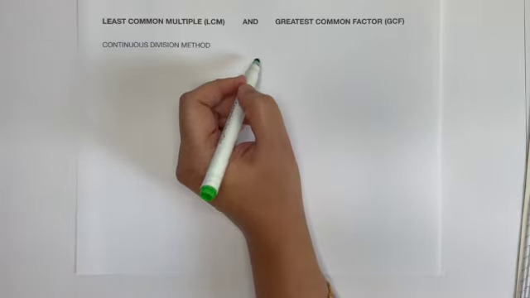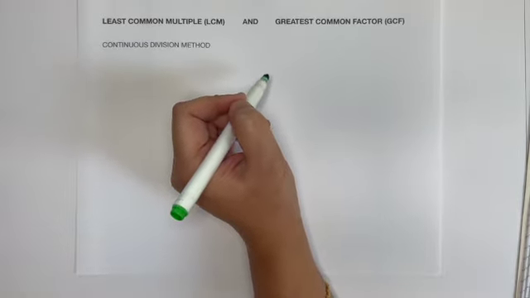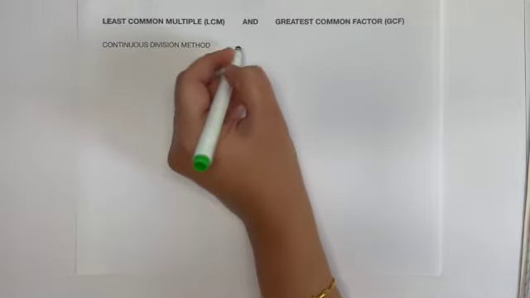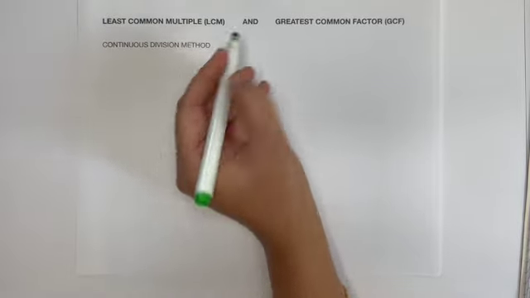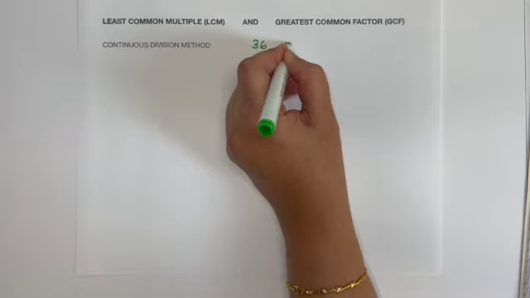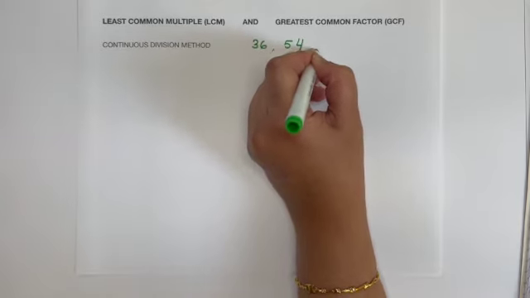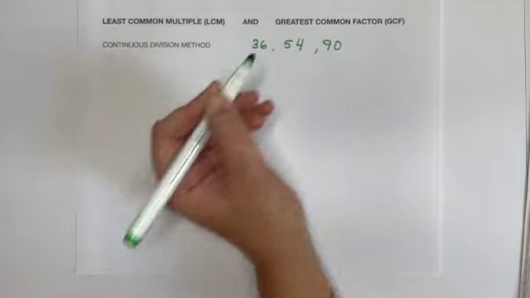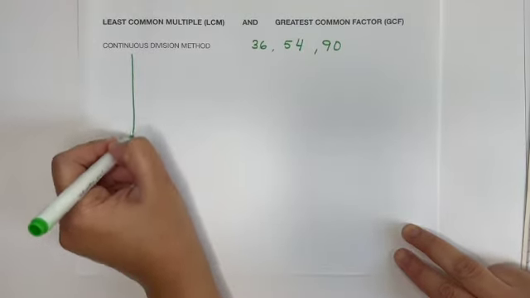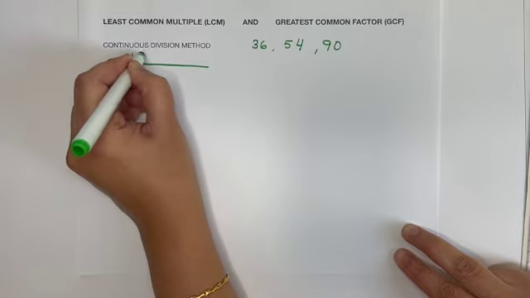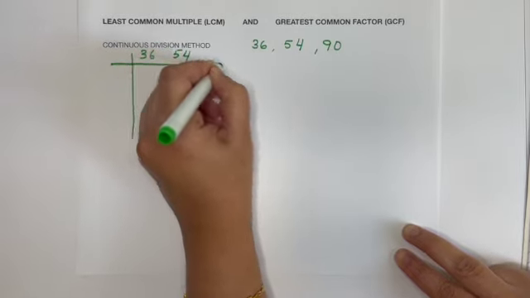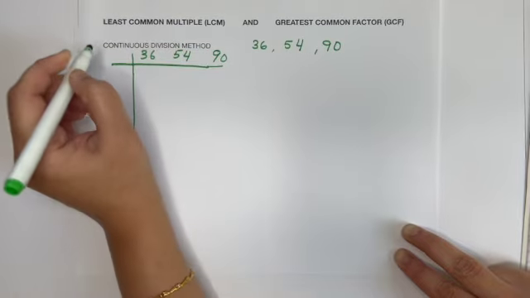Anyways, moving on. The continuous division method is most preferred because you can use it to factor out large numbers, and if you have 4 or 5 numbers, it's easier than the factor tree method or listing the multiples. So let me show you an example. Here I have 36, 54 and 90. Listing them together and dividing them together.